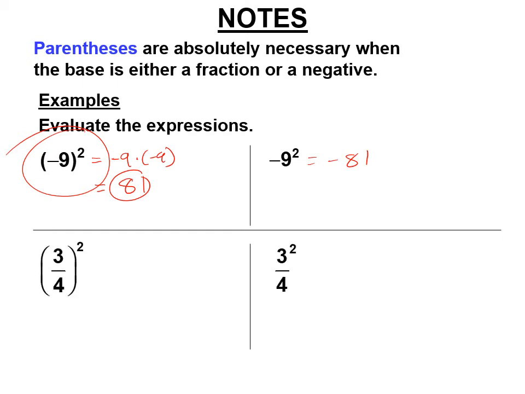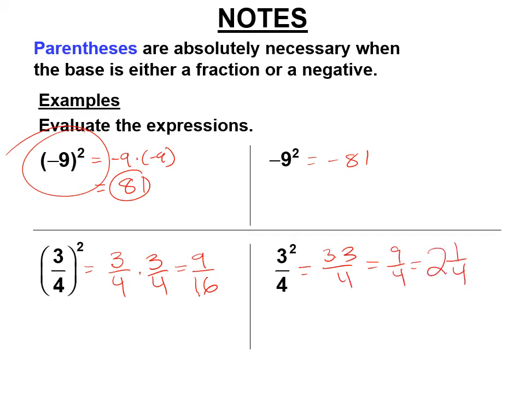So 3/4 squared would be 3/4 times 3/4. There's no canceling. You multiply across: 3 times 3 is 9, 4 times 4 is 16. This one on the right is 3 squared over 4, which is 3 times 3 over 4, which is 9/4, which is 2 1/4.